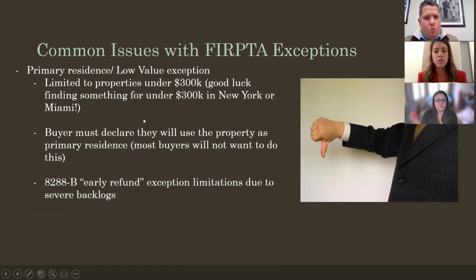I think I already went through these. We have just some common issues here. 300K, the exception to FIRPTA. If it's 300K, the buyer still has to confirm that they're going to use it as their primary residence. We always protect our clients and the withholding agent with some sort of affidavit saying that, yes, I am going to use it as my primary residence. This typically works better with co-ops. Co-ops typically want people using it as their primary residence, and co-ops typically don't like rentals or anything like that.